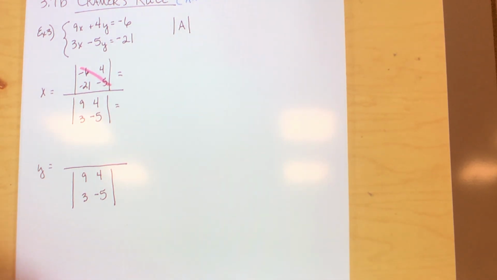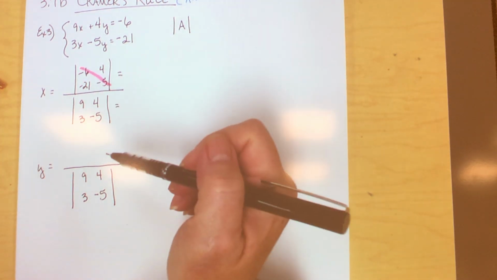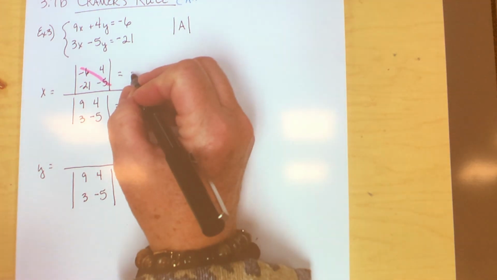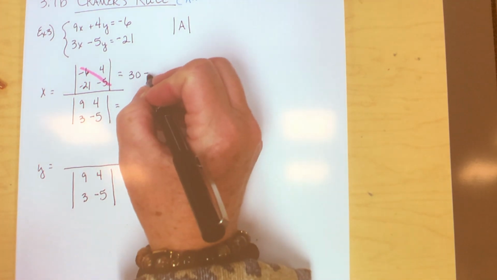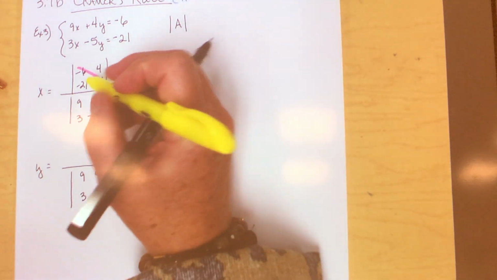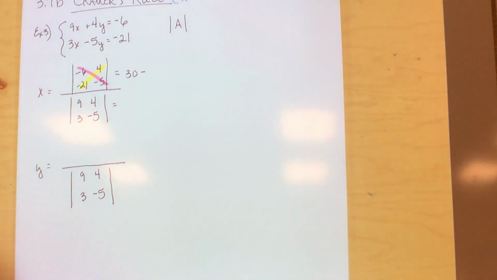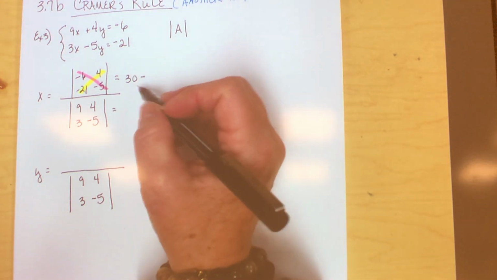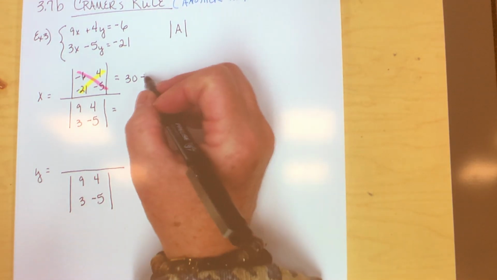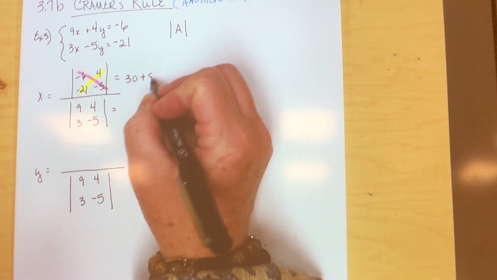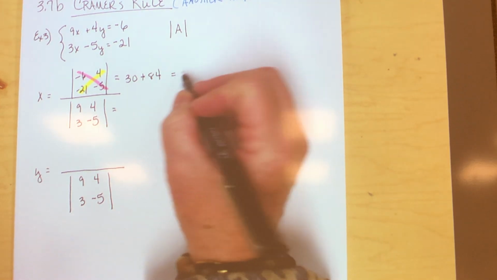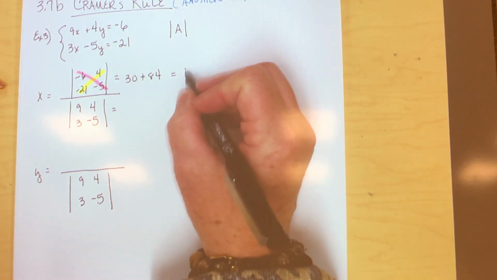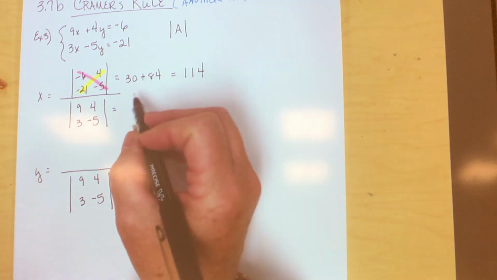Okay, so down. What is -6 times -5? Positive 30. Minus what is up? What is -21 times 4? 84. And it's a -84, so minus a -84 will be what? Plus 84. What's 30 and 84 make? 114. Yes, it does. 114.